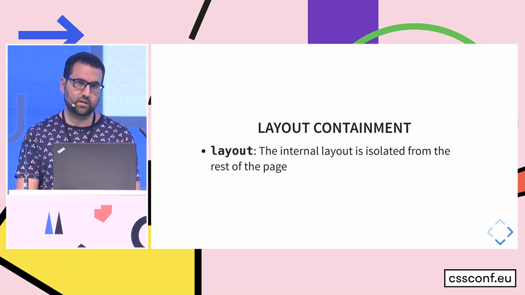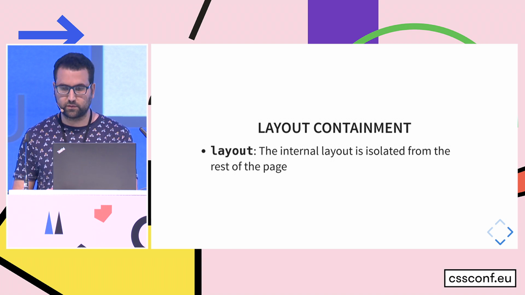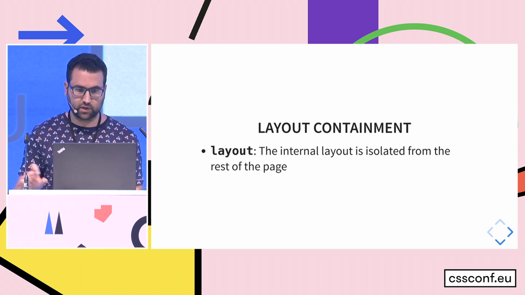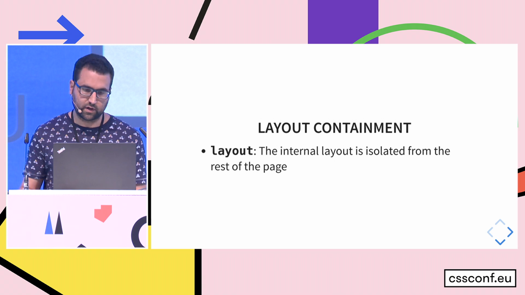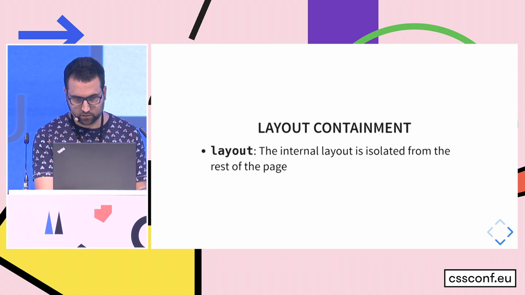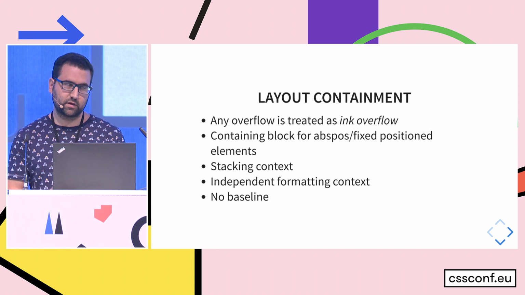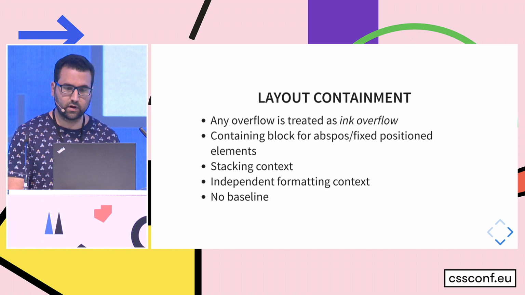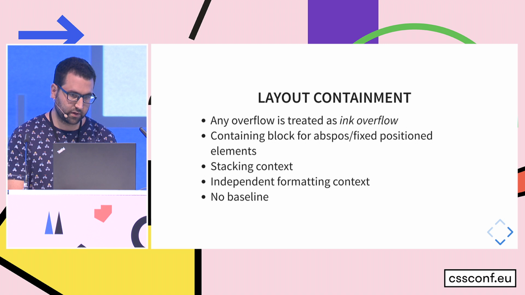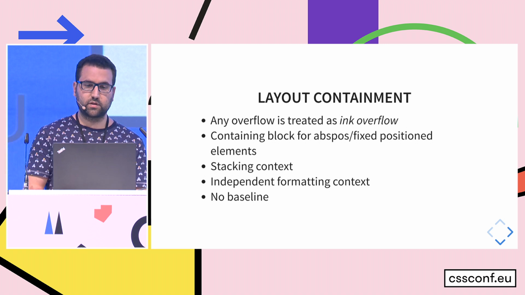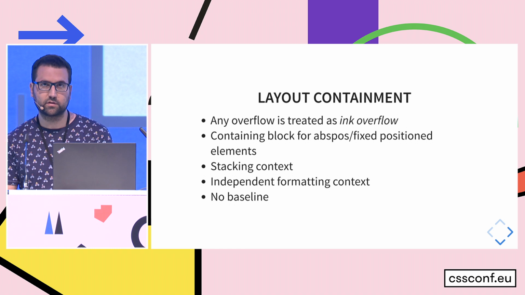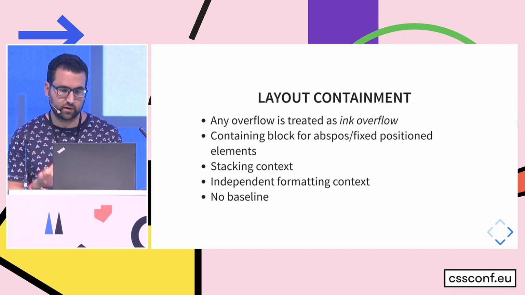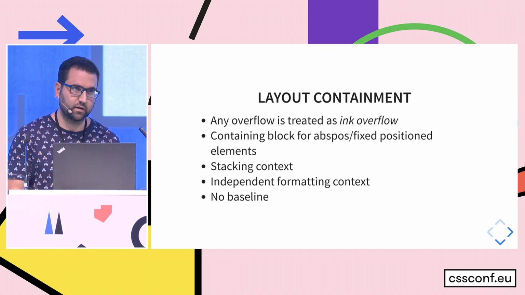Basically here, that means that the internal layout of the isolated subtree is totally isolated from the rest of the tree. So the element where you put contain layout, the layout of that element is totally independent of the ancestors. So these are the effects it has on that element. Any overflow on that element is treated as ink overflow, like shadows, for example. I will show an example later. That element becomes a containing block for absolute and fixed positioned descendants. It also creates a new stacking context and an independent formatting context, like display flow-root. And also the element has no baseline.